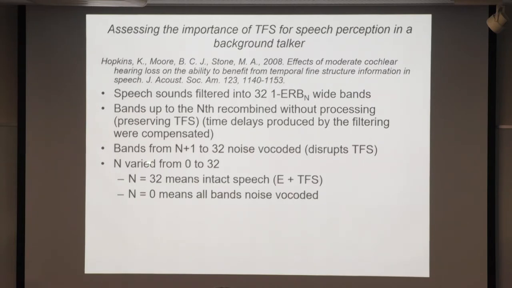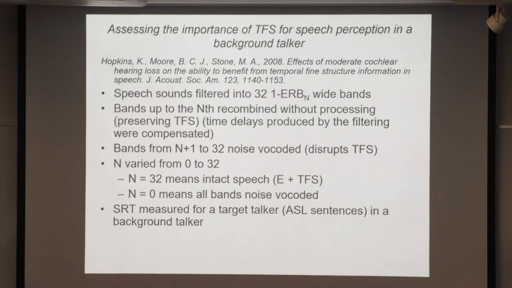And we varied the value of n from 0 up to 32. So when n is 32, we've got fully intact speech with both envelope and temporal fine structure cues intact. And when n is 0, this means that all bands were noise vocoded, and we've strongly disrupted the temporal fine structure but preserved the envelope to some extent. And we can have a transition between those by varying the value of n.